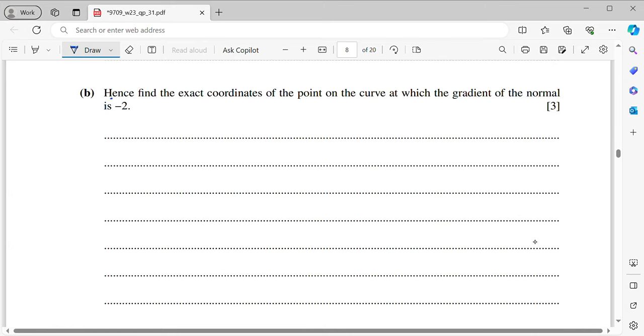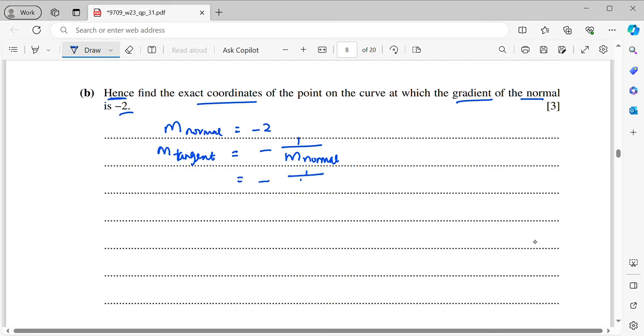Now, part B, hence means use the previous answer, find the exact coordinates of the point on the curve at which the gradient of normal is negative 2. So we know that gradient of tangent is the dy/dx. Given m normal is negative 2, m tangent, because the tangent and normal lines are perpendicular, therefore m tangent is negative 1 over m normal. So you will be getting negative 1 over negative 2, which is positive half. And at the same time, dy/dx is the gradient of tangent.